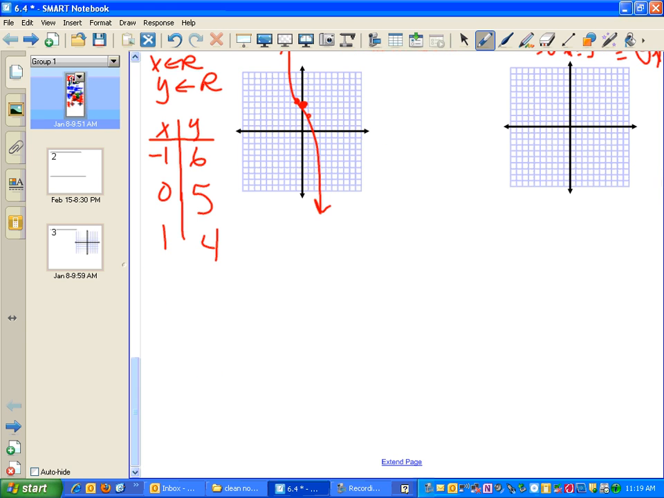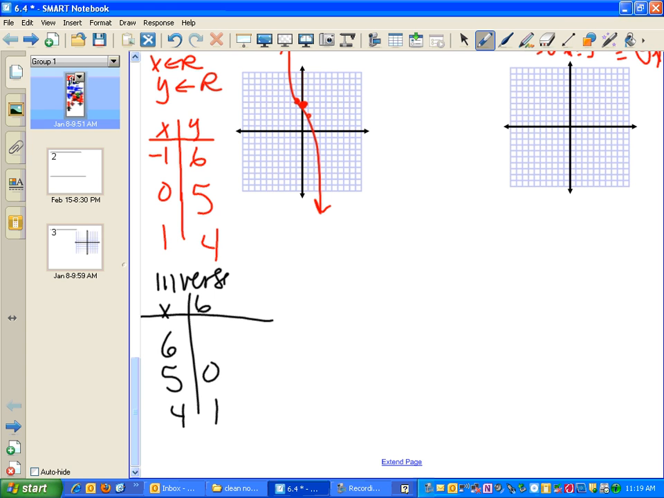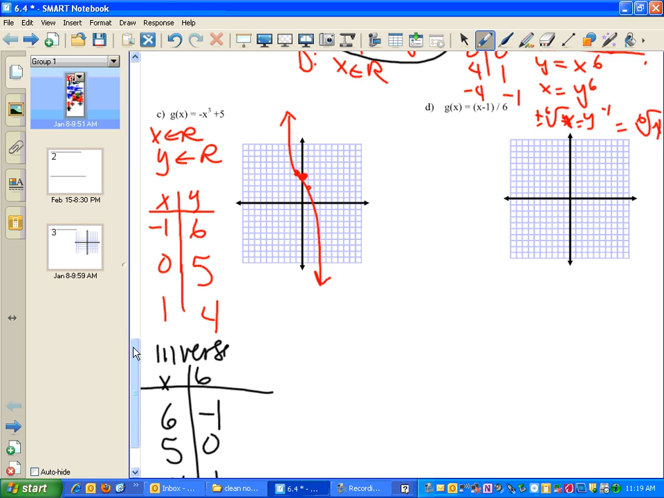What is the chart for the inverse? Right, we're just flip-flopping them. We've got that chart already made. Now we're going to graph it. So 1, 2, 3, 4, 5, 6, negative 1, 0, 5, and I did something wrong. Hold on, I did this wrong. It's 6, negative 1. 1, 2, 3, 4, 5, 6, negative 1. And so it's coming and doing this.